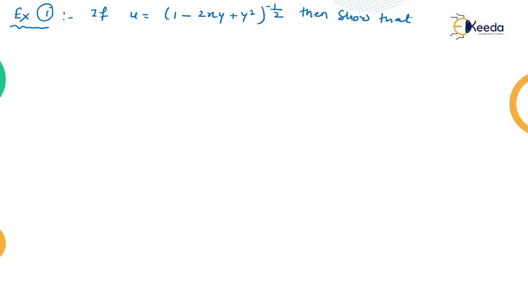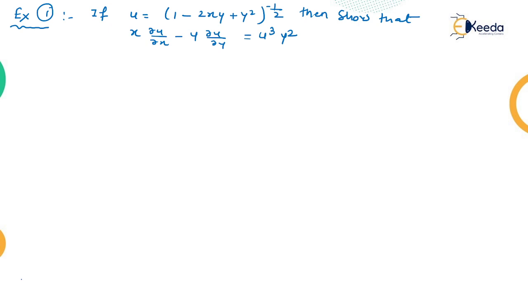Now let's see, I am taking some examples on this higher order derivative. Example number 1: if u is equal to (1 − 2xy + y²)^(−1/2), then show that x ∂u/∂x − y ∂u/∂y is equal to u³y². You have to show this.